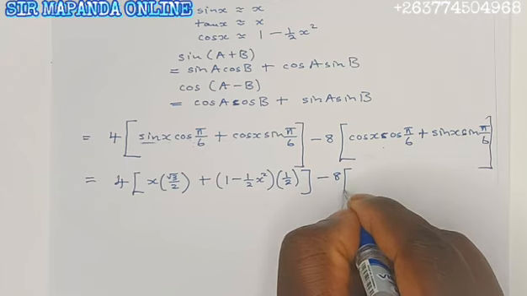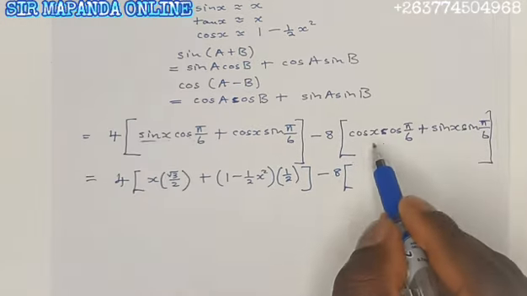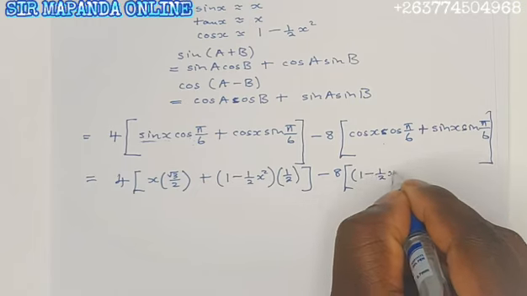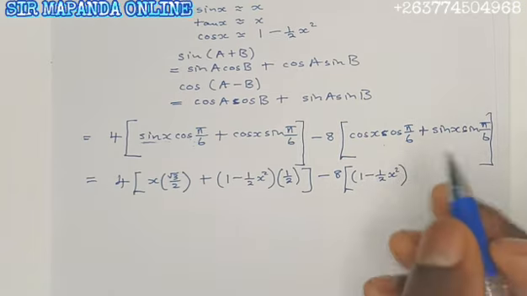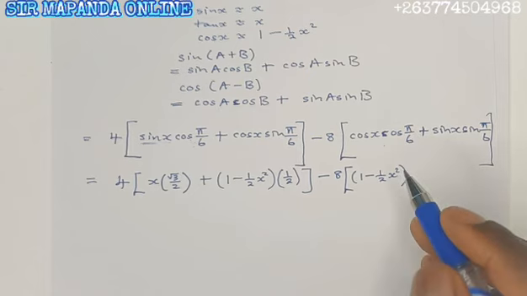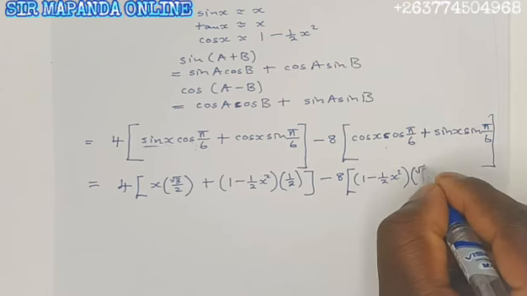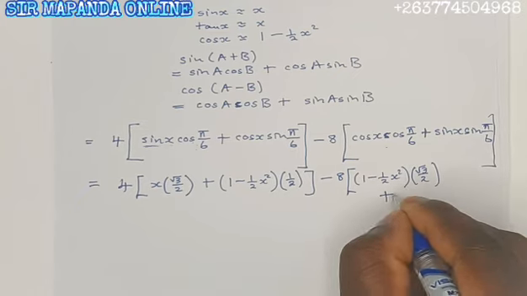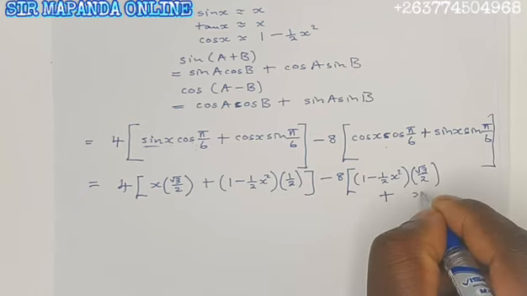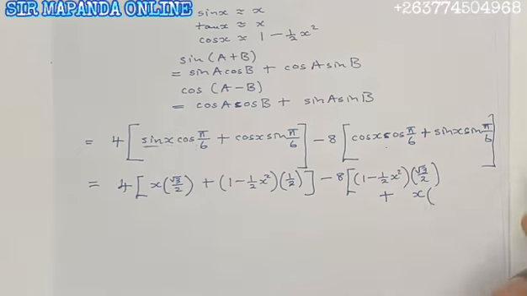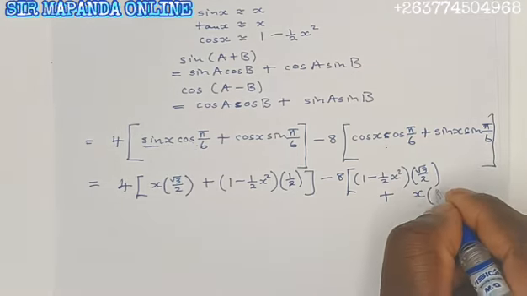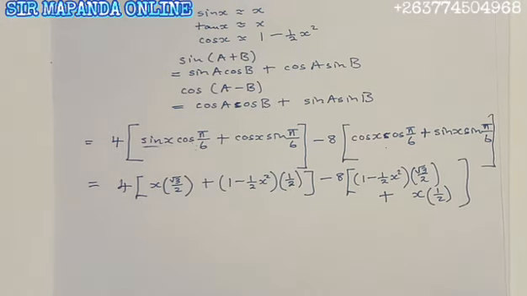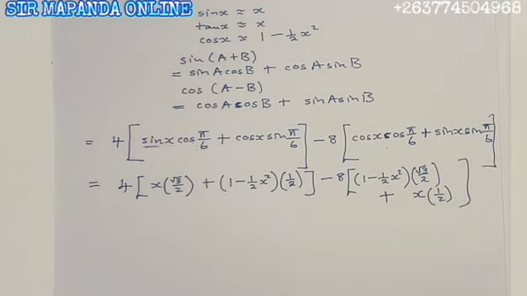So I'm going to do the same on the right side. On cos x, you are going to put 1 minus half x squared. Then cos pi over 6 is root 3 over 2. So I write root 3 over 2 here. Plus, on sine x, we are going to put x. Then open bracket, sine pi over 6 is half. Then you close your big bracket. I hope you are following class.